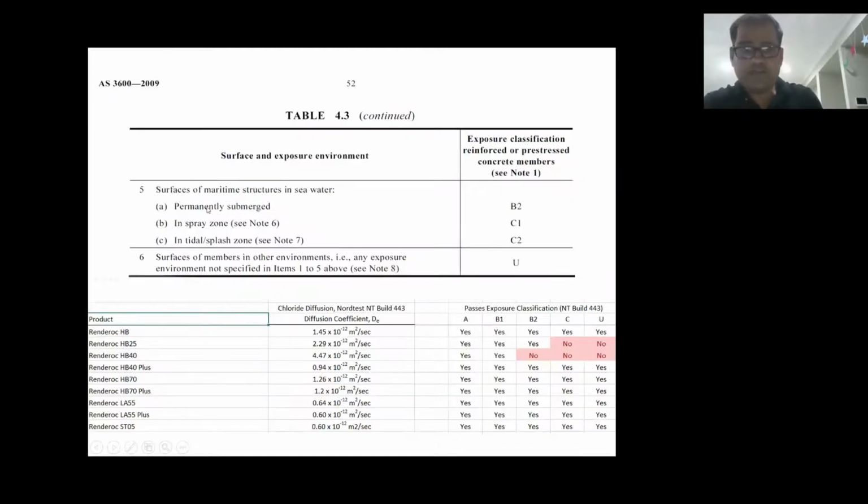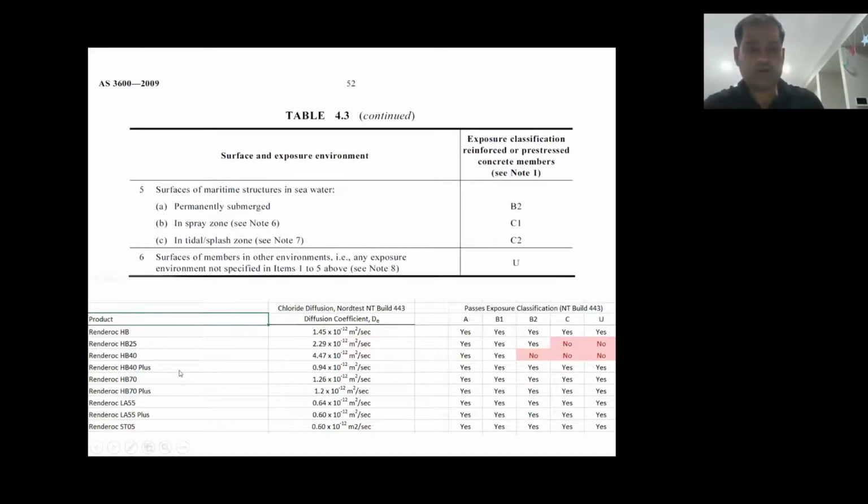What is B2? B2 is permanently submerged, and in the spray zone it's C1, and C2 is the splash zone. When you say splash zone, if you're in piers, if you are in a marine environment where you have continuous wetting and drying cyclic movements of water, that is C2, the most aggressive exposure classification for any concrete. So that's why they have for Class C the chloride diffusion resistance value as well.